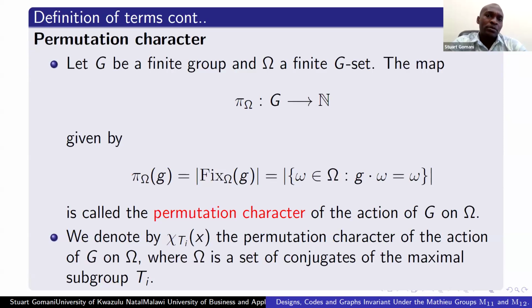Now, let G be a finite group acting on a set omega. Then the map, which we denote by pi sub omega, from the group to the set of natural numbers, which maps a permutation of the group to the number of elements that are fixed by that permutation, is called the permutation character of the action of the group on omega. We are going to denote that character by phi sub Ti of x. The setup is that omega is the set of conjugates of the maximal subgroup that we're working with, and we are denoting these maximal subgroups by Ti.